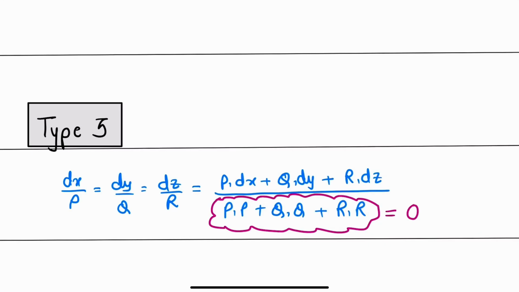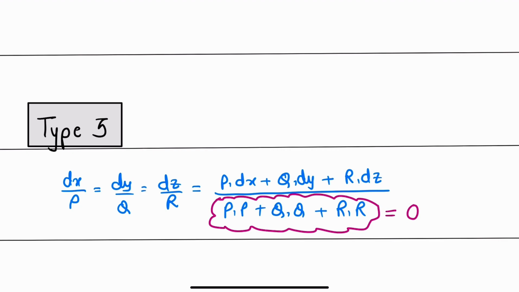Hello friends. Now that we are done with solving partial differential equations of type 1 and type 2, let us see how to solve a partial differential equation of type 3. Let us see that this is an auxiliary equation of a given partial differential equation like dx by P equals dy by Q equals dz by R.